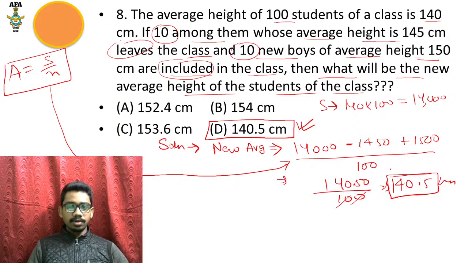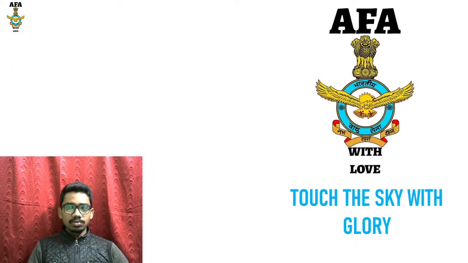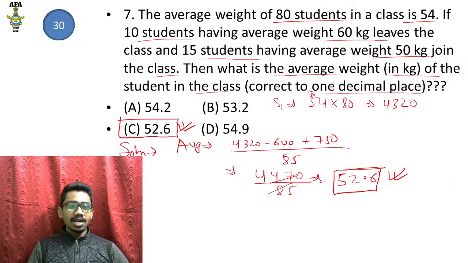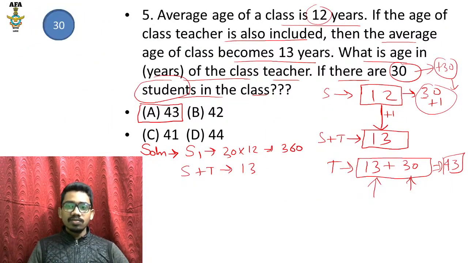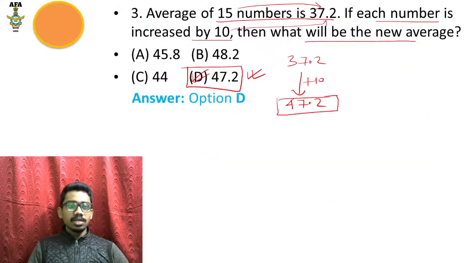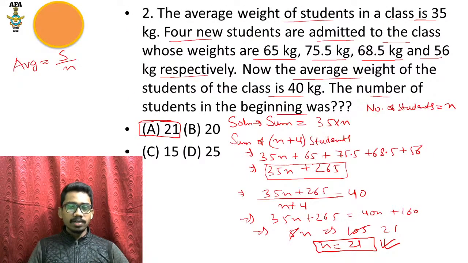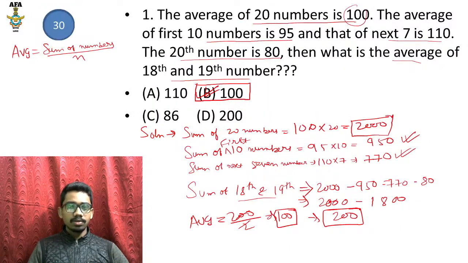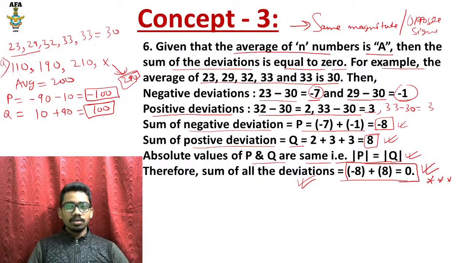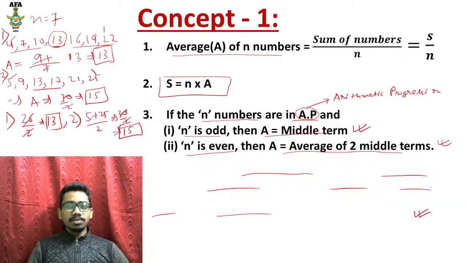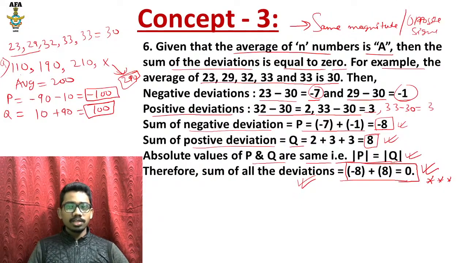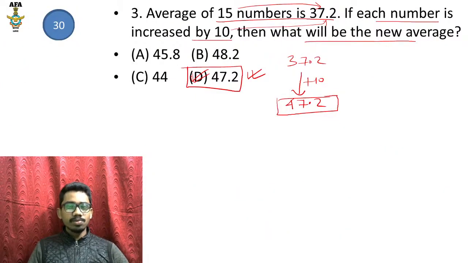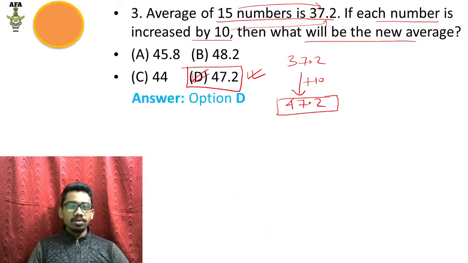I hope this is clear. So this was the last question of today's class. Correct answer is answer option D. I hope you got all the questions, and if you are facing difficulties in any question, then feel free to ask your doubts in the Telegram group. I will try to clear the doubts. So we saw concepts and we saw sums also. So this was average part number 1. Average part number 2 will be taken today or tomorrow.